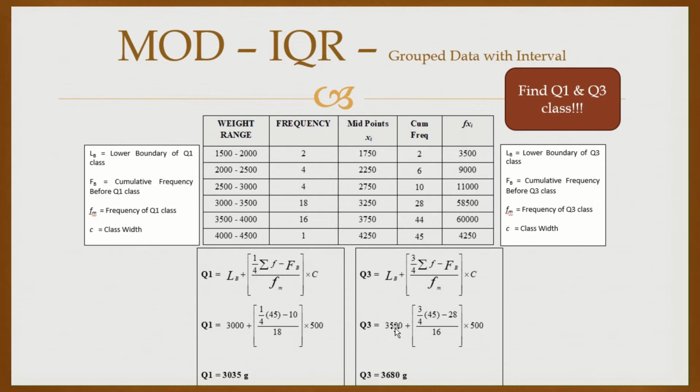Same goes for Q3. 3500 is my lower boundary, 3/4 times 45, minus the cumulative frequency before my Q3 class, divided by the frequency of the Q3 class, times the size of the class, you will get it. So you take Q3 minus Q1, you will get your IQR. So 3680 minus 3035. Okay, so a little bit more extra work when it's grouped data with intervals.